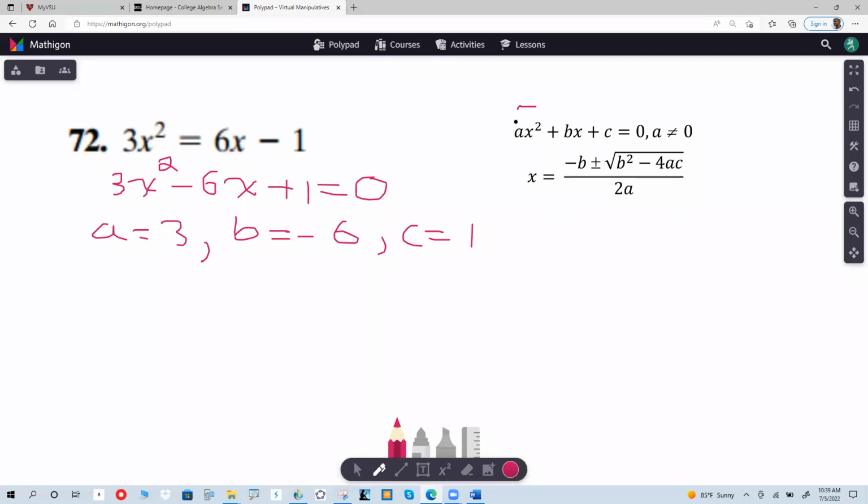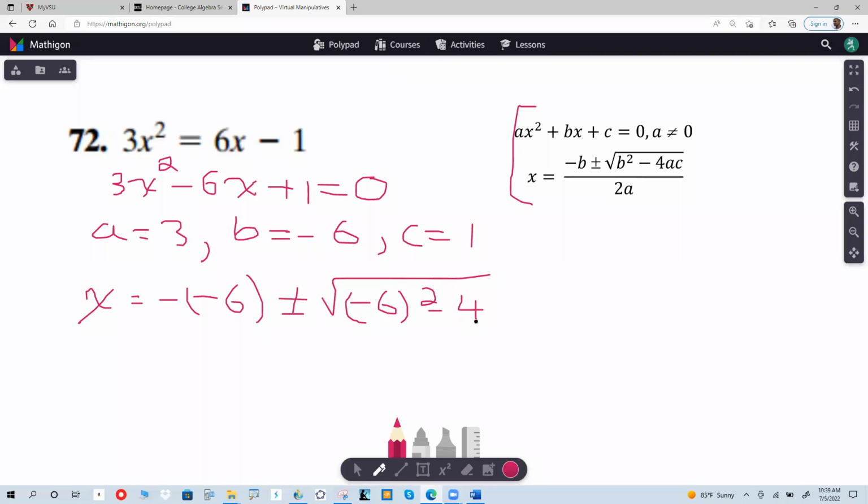This formula. How do I apply it, guys? I say x is equal to negative 6. It's important, guys, the sign. Plus minus the square root of negative 6 squared, b squared, minus 4ac, where 4, a is 3, c is 1. Whole thing divided by 2 times a.